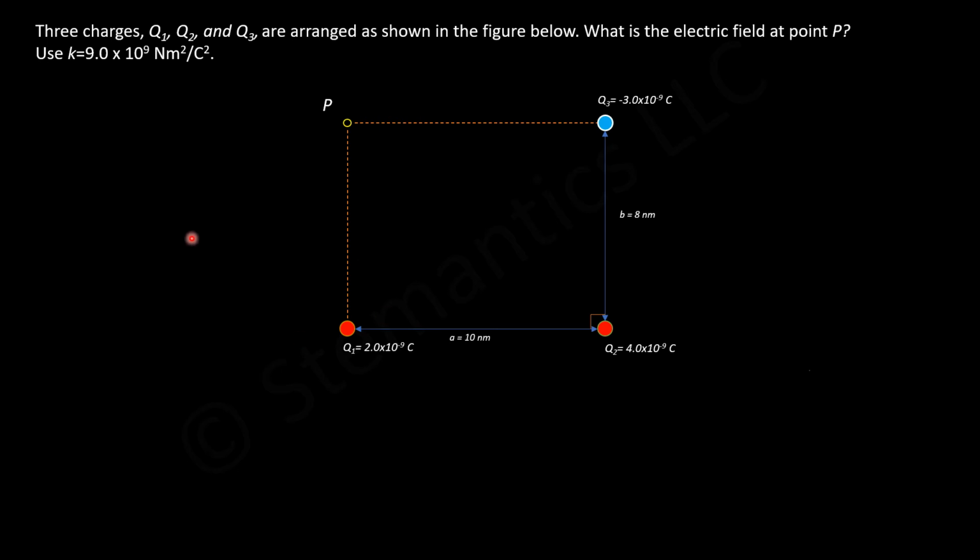Okay, hello everyone. So this is a problem with electrostatics that involves vector addition and subtraction. So we have three charges, Q1, Q2, Q3, like this, and point P in space here. We want to compute the net electric field at this point. All right.